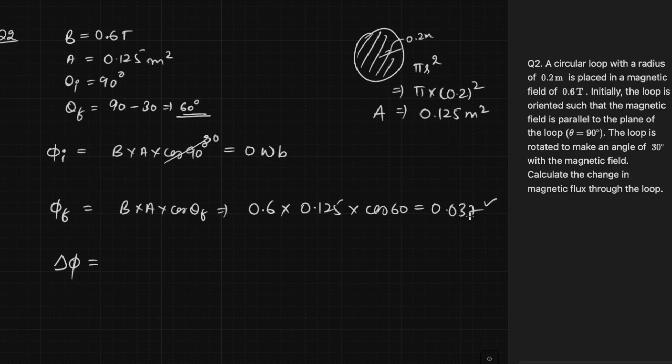That will be final. Remember, first it will be final, and then we'll subtract the initial. This time the initial is just 0. So we can simply write 0.037 Weber. That is the change. The change is positive, so the flux has increased. So this is the answer for question number 2. Let's go for the next question.